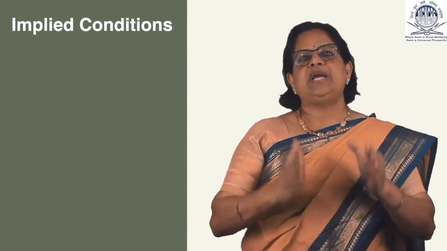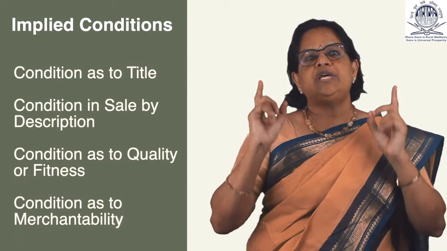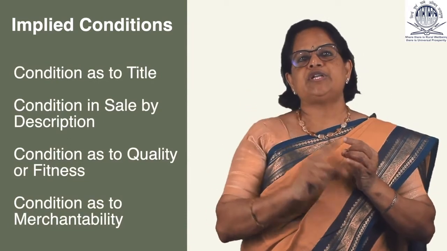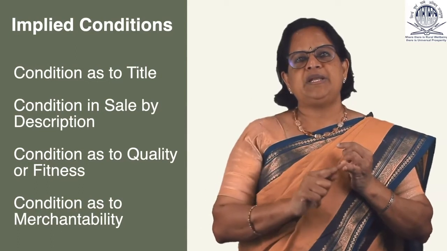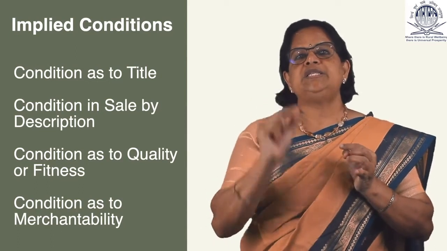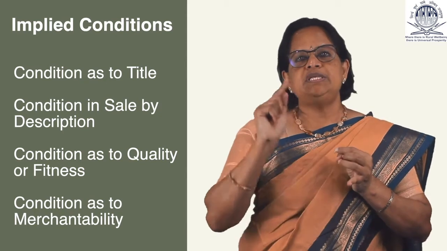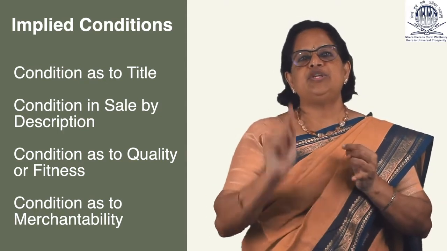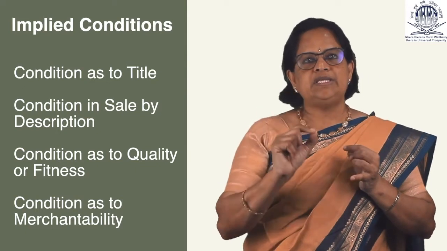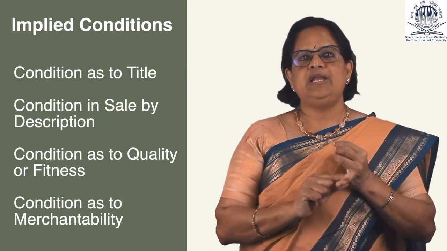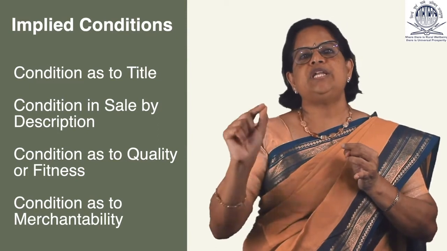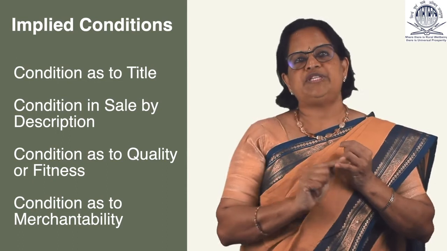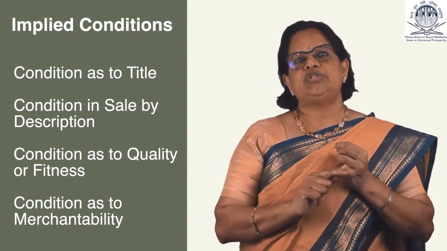The first implied condition is condition as to title. In simple words, in every contract of sale, there is an implied condition that the seller has the right to sell. This implied condition is applicable if it is a sale or agreement to sell. The reason is in a contract of sale, ownership has to pass from seller to buyer. If the seller's title turns out to be defective, the buyer can reject the goods.